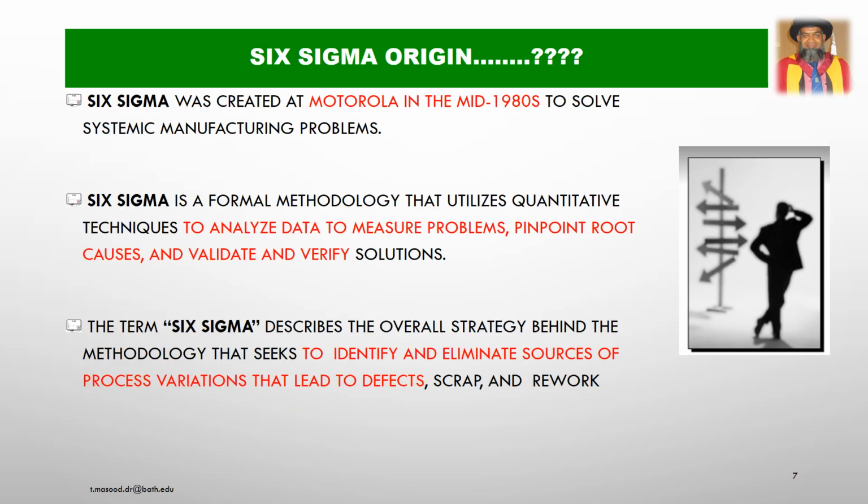Six Sigma was originally created at Motorola in the mid 1980s to solve systematic manufacturing problems. Six Sigma is a formal methodology that utilizes quantitative techniques to analyze data, measure the problems, pinpoint root cause, using RCA root cause analysis techniques, and validate and verify solutions. The term Six Sigma describes the overall strategy behind the methodology that seeks to identify and eliminate sources of process variation that lead to defects, scrap, and rework. When you identify defects, scrap, and rework requirements, you can implement how Six Sigma can improve your existing system performance.